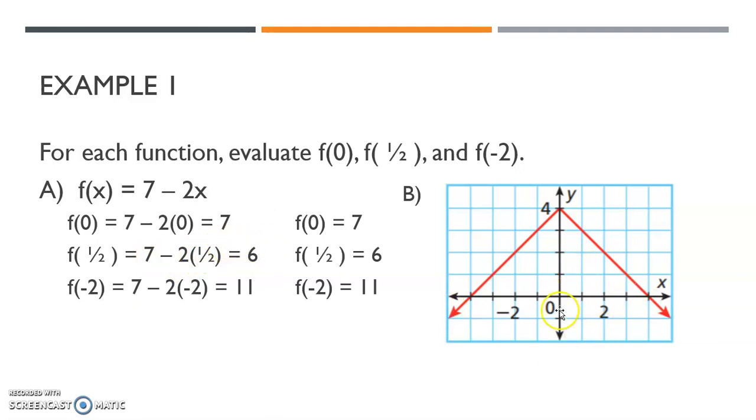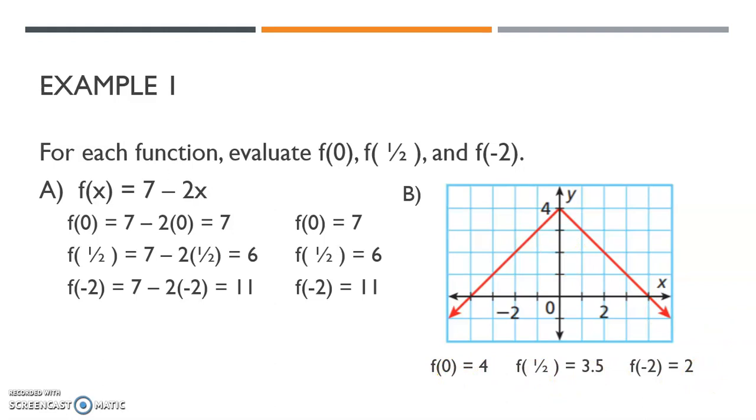Now, if you're given a graph, you can still evaluate f of 0. You would just come at the x equals 0 and go up until you hit the red line, and then that is your output. So it's 4. And for f of 1/2, you go to 1/2 on your x axis, and then you go up until you hit the red line, and that is at 3.5. So f of 1/2 is 3.5. And then f of -2, you go to -2, you go up until you hit the red line. That y value is +2. So these are the results for that.